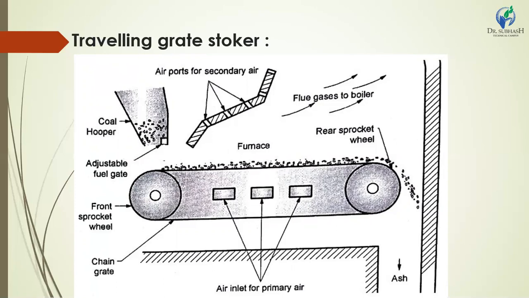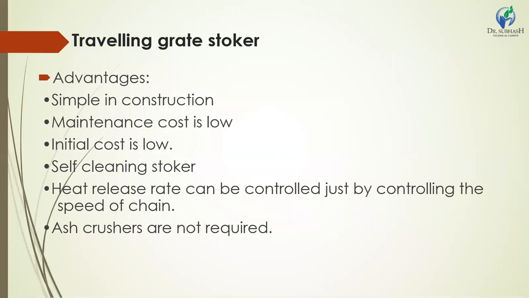These grates are suitable for low rating because fuel must be burnt before it reaches the rear of the furnace. The rate of burning with this stoker is 200 to 300 kilograms per meter cube per hour when forced draft is used. There are some advantages of the grate stoker.